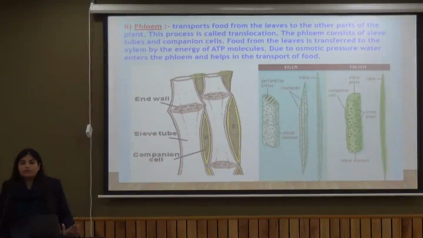Now between xylem and phloem, the movement of water in xylem is a passive process, does not require any energy, while translocation of food requires energy from ATP molecules. So remember this.